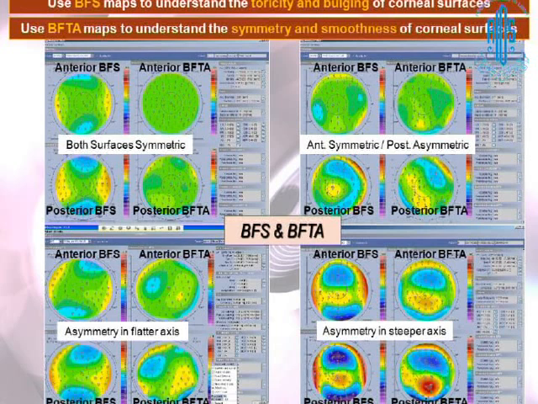Now if you see both surfaces, the anterior BFS and the posterior one, asymmetric, this is a normal patient. Again here anterior asymmetry is there and posterior asymmetry is there. Something is going wrong somewhere here. Asymmetry in the flatter axis will be shown here, and asymmetry in the steeper axis will be shown here. So once you have both BFS and BFTA, the diagnosis becomes easier. A smaller defect can be detected earlier, both for the cornea and for cataract surgery.